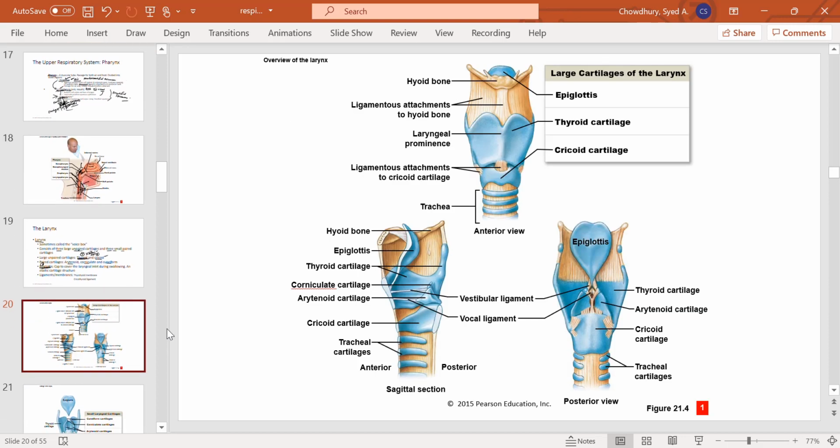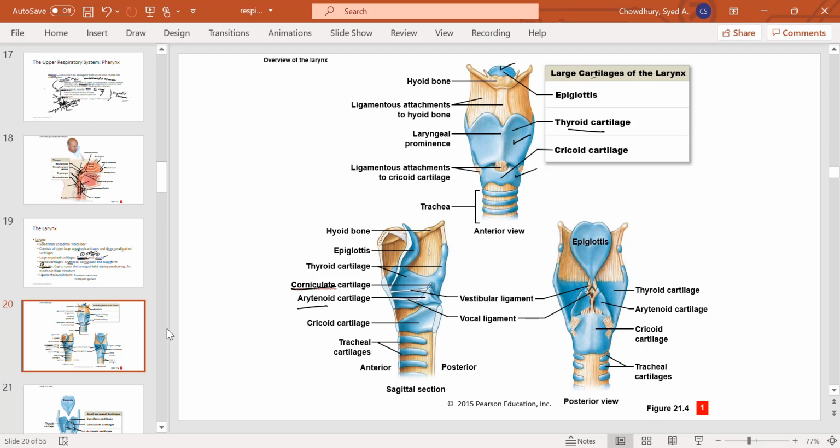So you see here, this is the laryngeal prominence or Adam's apple formed by thyroid cartilage. This is the epiglottis, and this is the cricoid. These are large unpaired cartilages, and paired cartilages are smaller. You can see here arytenoid, corniculate, and cuneiform.